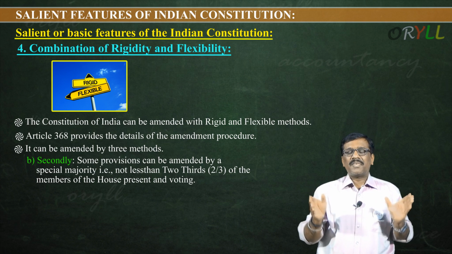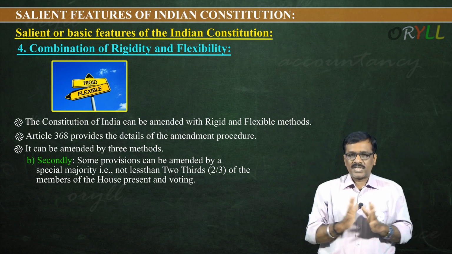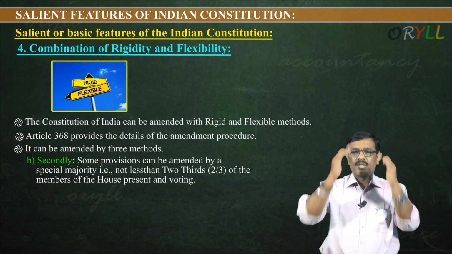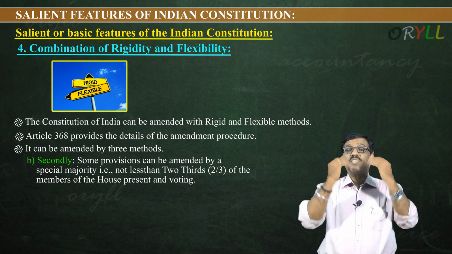It's not a simple majority. If I say simple majority, it is only more than 50%. But it's not like that here. 2/3 is something more than a simple majority, more than 50%.